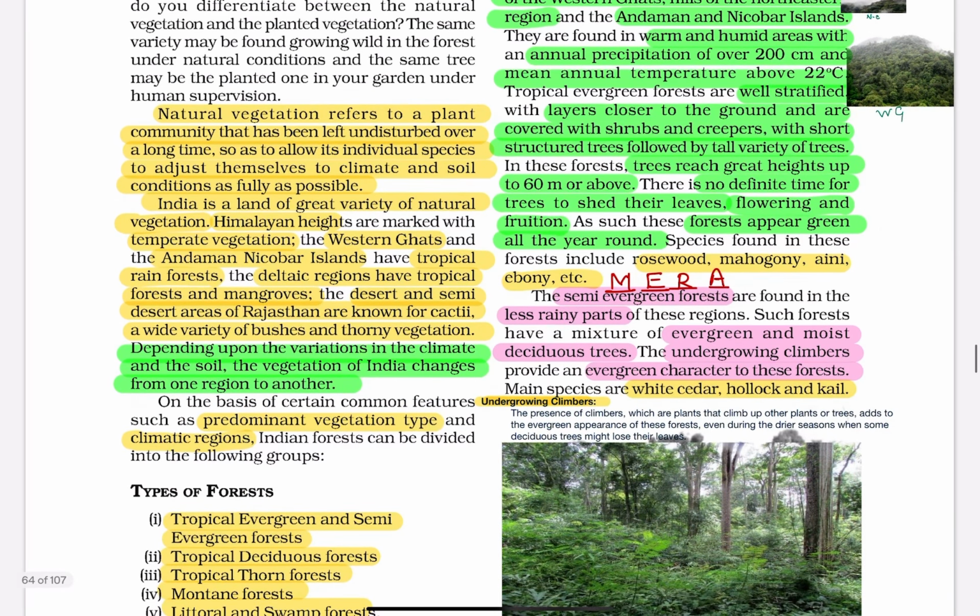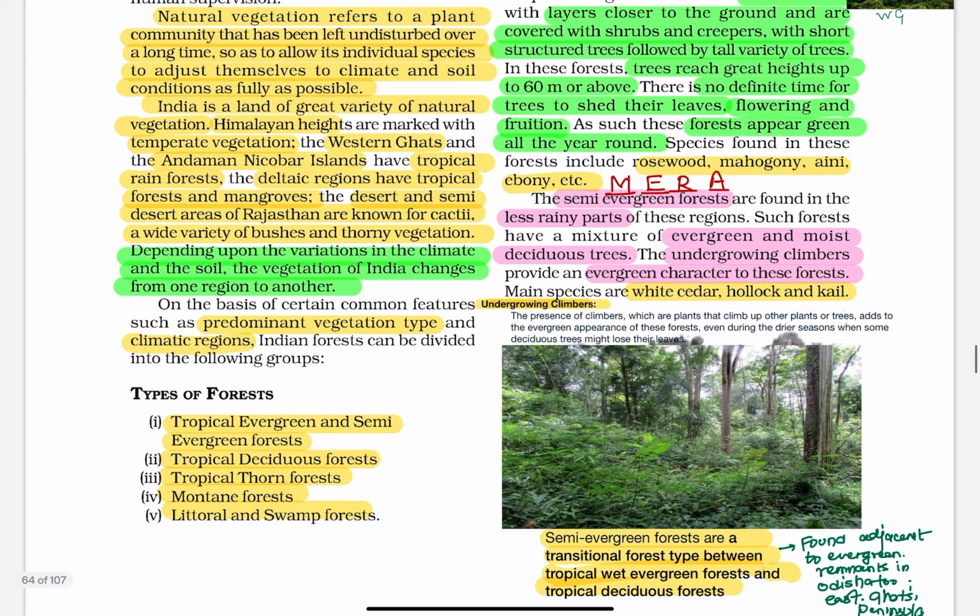No definite time for flowering. They can give this statement also. They don't have a definite time to shed their leaves, flower, or fruit. So they are the evergreen forest, right? Examples: mahogany, ebony, rosewood, and ivy.